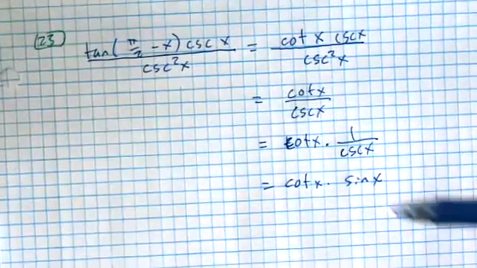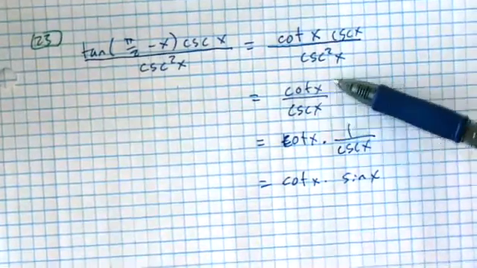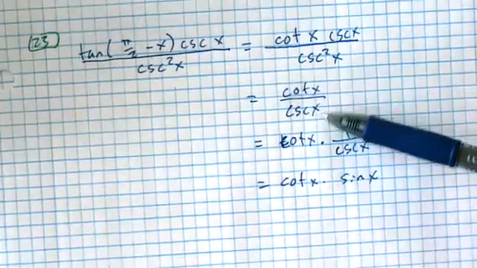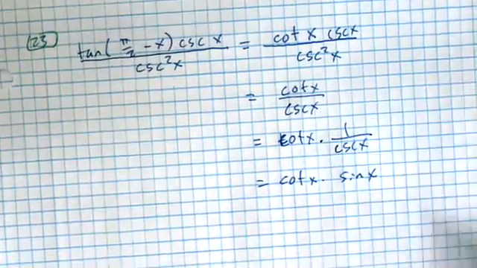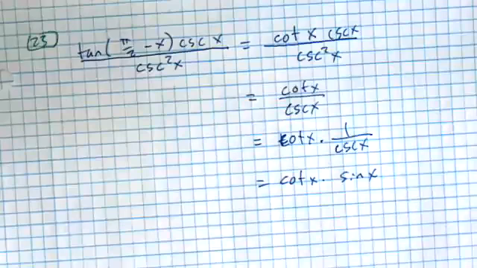So remember this little trick. If you end up with a fraction and it's got something other than sines or cosines, try writing it instead of as division, writing it as multiplication by a reciprocal. A lot of times that's going to get you where you need to be.